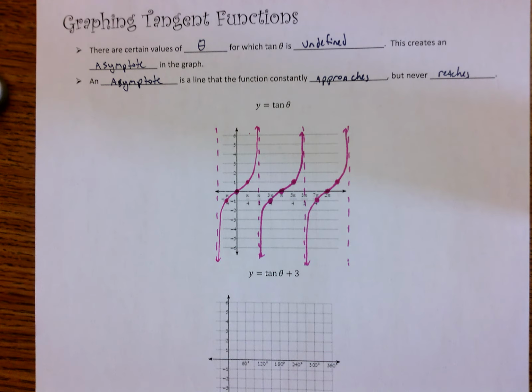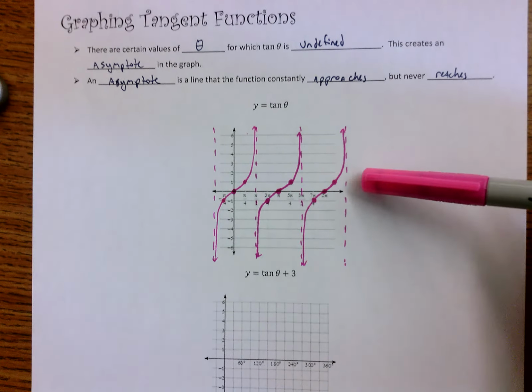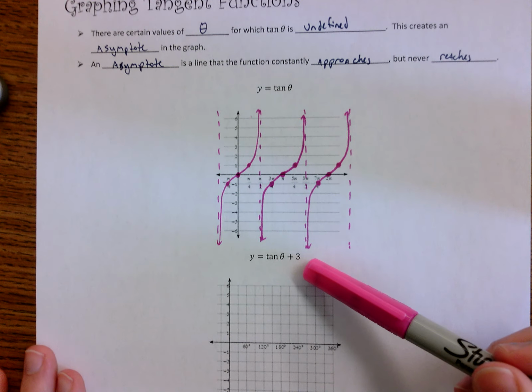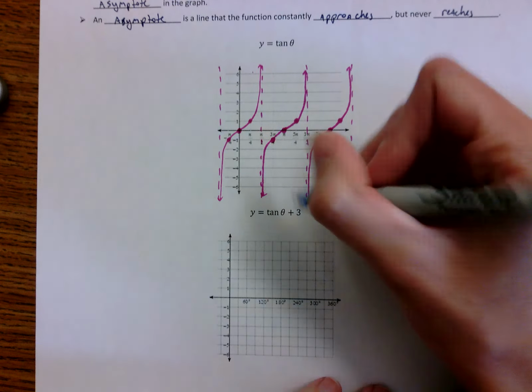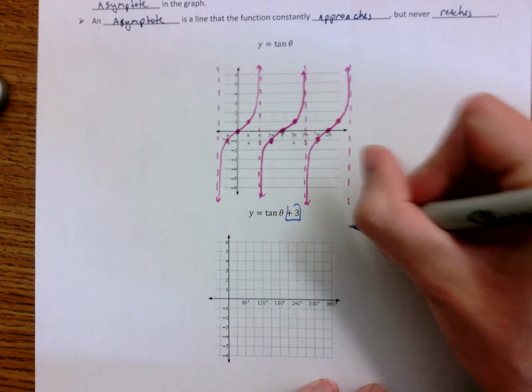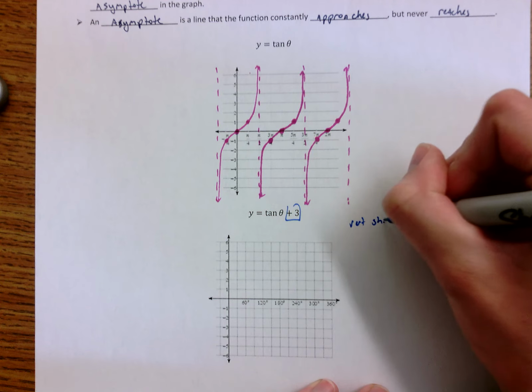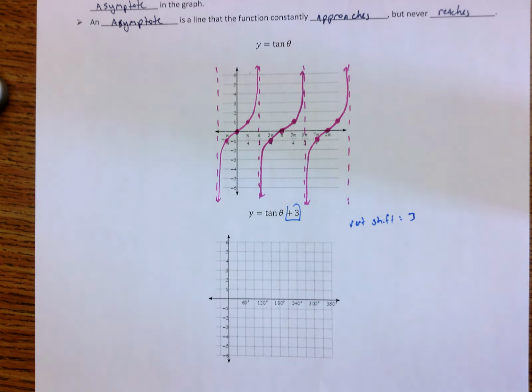Okay, so that's what your tangent graph looks like. It's kind of funny looking. All right, we're not going to do too much with shifts and different changes with tangent graphs, but you need to make sure that you know how to do a basic one and any kind of vertical shift. Looking at this one right here, we can see I've got a vertical shift of 3.